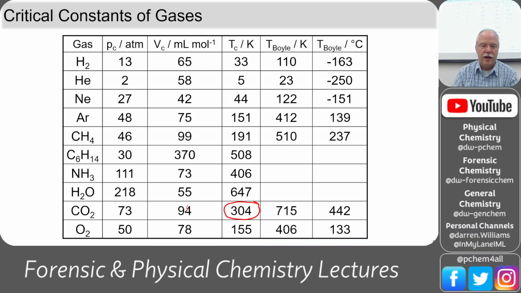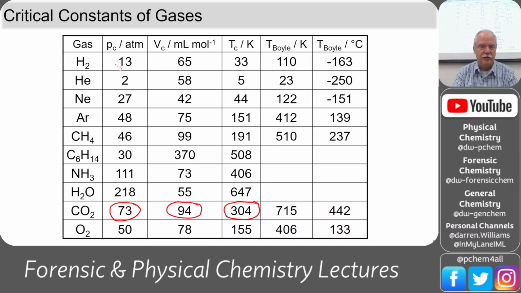We need to squeeze it down into a small volume, 94 mils for every mole of CO2. And then we need to crank the pressure up to 73 atmospheres. So that's quite a high pressure. And in that region, small enough volume, large enough pressure, high enough temperature, you can have a supercritical fluid. We'll talk about this boil temperature in a second.